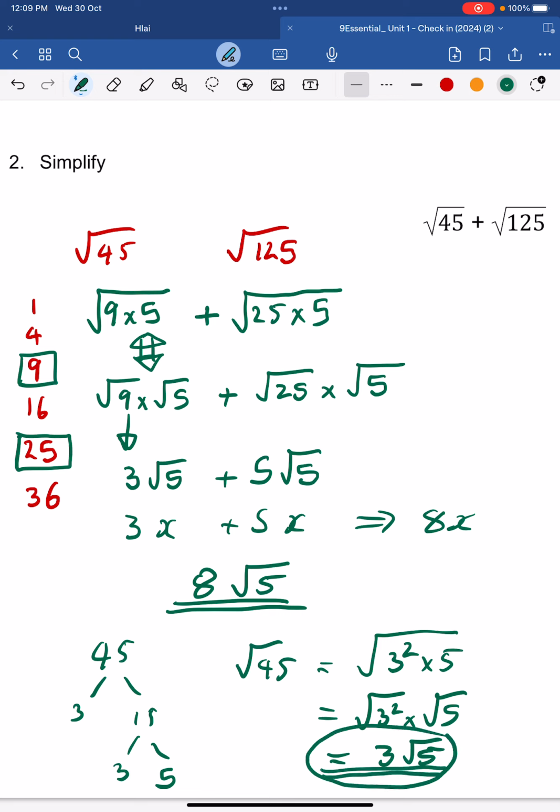Maybe a bit longer. If you can spot right from the off which particular square number you could break down and use, then that would be the most efficient technique.